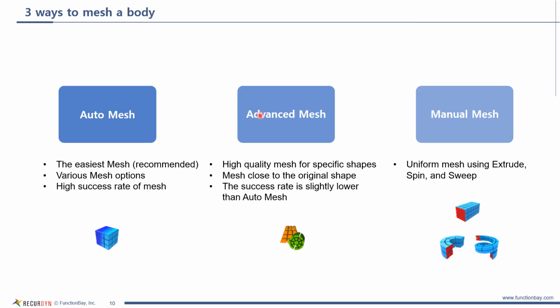One more thing, please note that there are three ways to mesh your body. First one is auto mesh. It is the easiest one. Second one is advanced mesh. It is possible to create a high quality mesh for a specific shape. Third one is manual mesh. Manual mesh is used to create a uniform mesh using extrude, spin, and sweep. These will be introduced in detail in the next lecture.